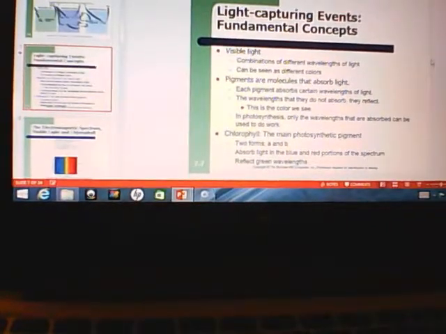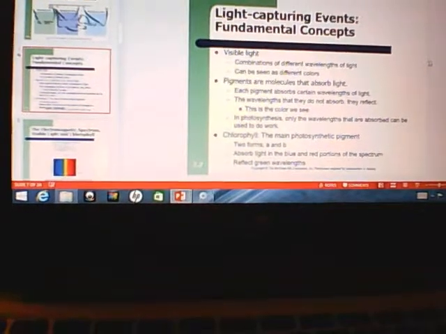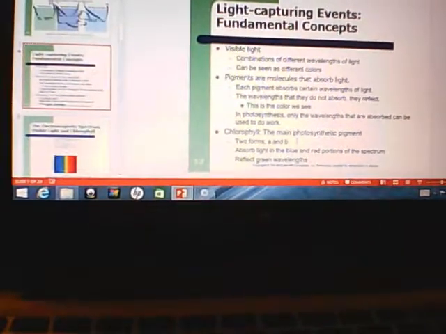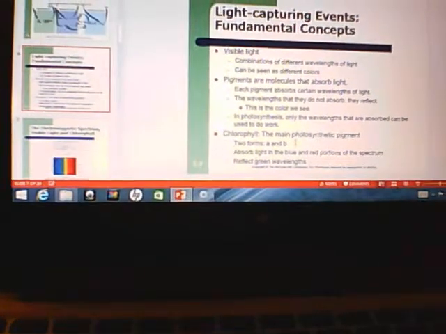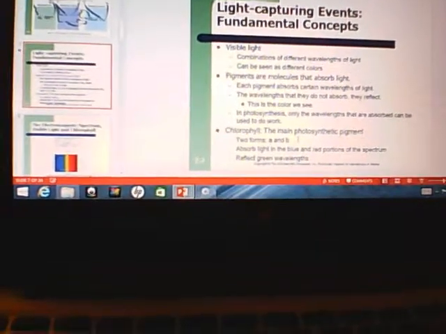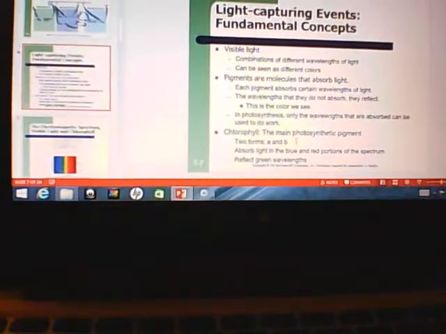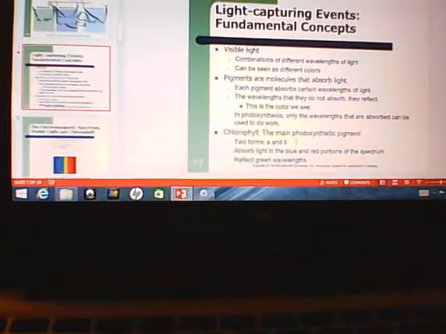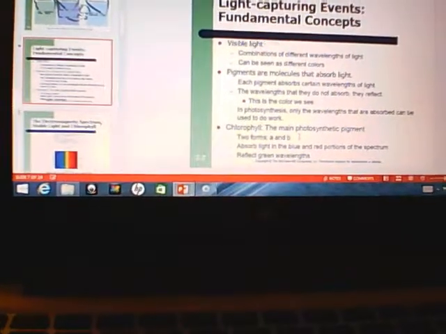So again, we said chlorophyll is the main photosynthetic pigment. It has two forms. You may have not figured that out or pointed that out to yourself yet. I think you should have noted it in your virtual lab. Can't remember, but you need to know for your exam that there are two forms, A and B. And so it absorbs light in blue and red portions of the spectrum, and they reflect the green wavelength. So chlorophyll is not that it absorbs green light, but that it reflects green light.